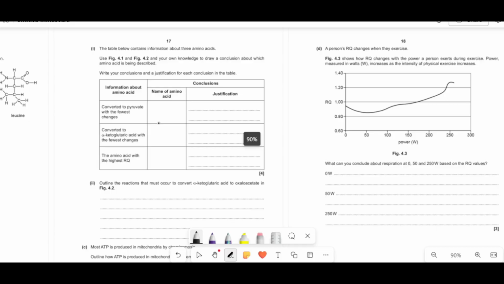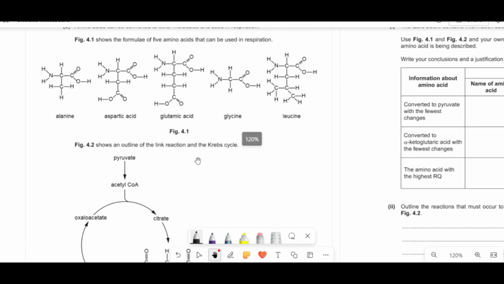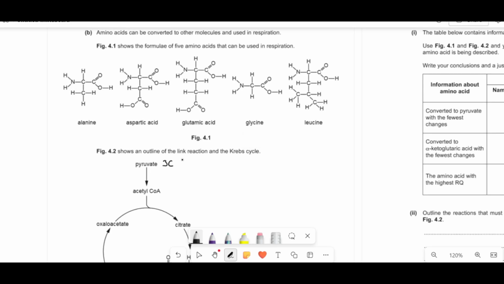Fine. So if we have a look then, when we're converting to pyruvate, what are the properties of pyruvate? Pyruvate is a 3-carbon compound, and that's really it. There's not really much else to know about it. So we're looking for whichever one's most common to pyruvate. That's going to require the fewest changes. All of these have amines and C-double bond OHs and stuff like that, right? So whichever one of these has 3 carbons is the closest. This has 3 carbons, so that's looking pretty good.